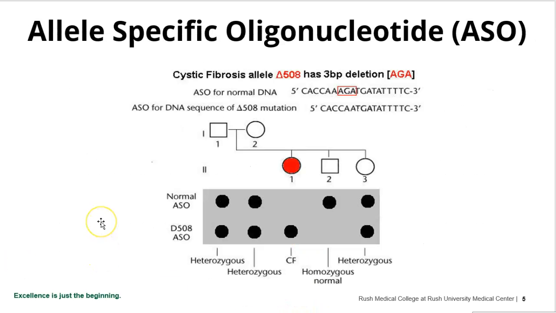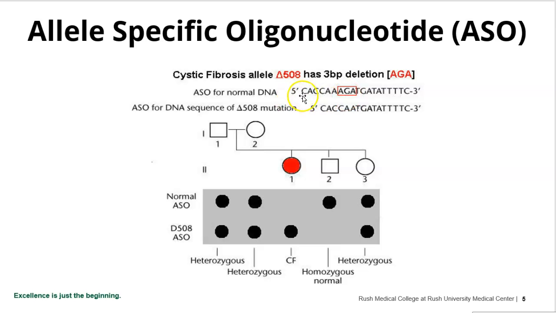So one of the methods that's kind of a combination of PCR is something called ASO, or allele-specific oligonucleotides. So you do PCR for common mutations. So, for instance, the delta F508 is one of the most common. At site 508, there's a deletion of 3 base pairs.